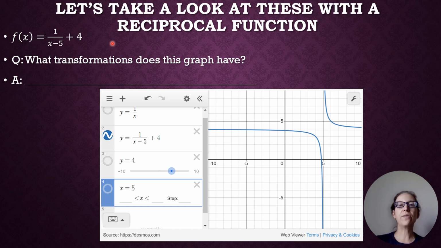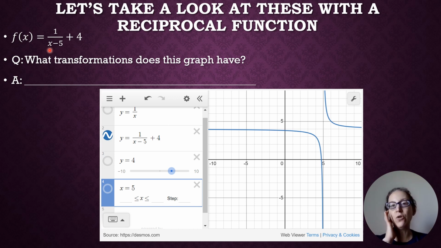Okay, so let's take a look at these with a reciprocal function. So I want to approach this first by looking at the transformations. And again, we're gearing up for your review for your EOC. And so reviewing those transformations is important. So remember with our functions and our transformations, we have things that are always consistent, like a negative flips the function over, okay? We have an inside number that controls the left and the right. We have an outside number that controls the up and the down.